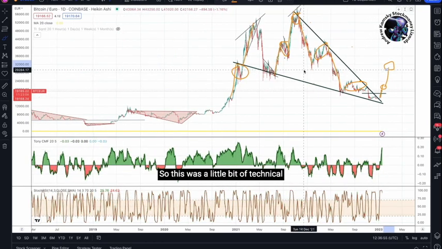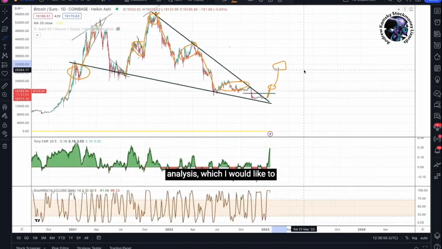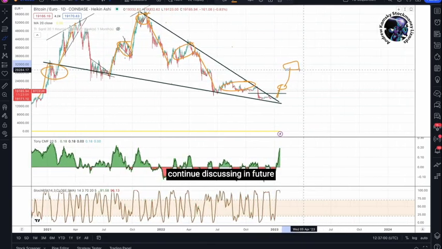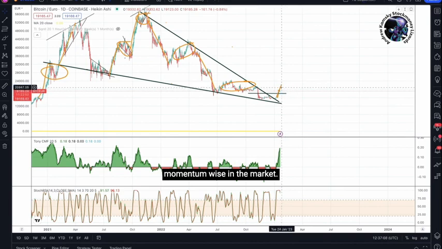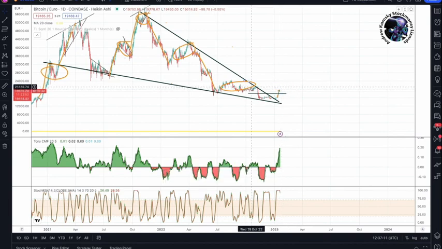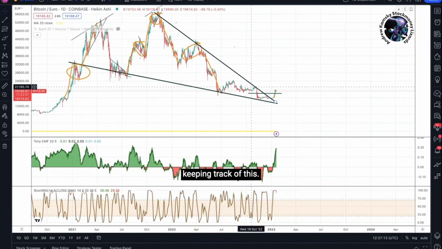So this was a little bit of technical analysis, which I would like to continue discussing in future videos, mostly because the Tom DeMark indicator is a really good way to signal where we are momentum-wise in the market. And so we'll be keeping track of this.